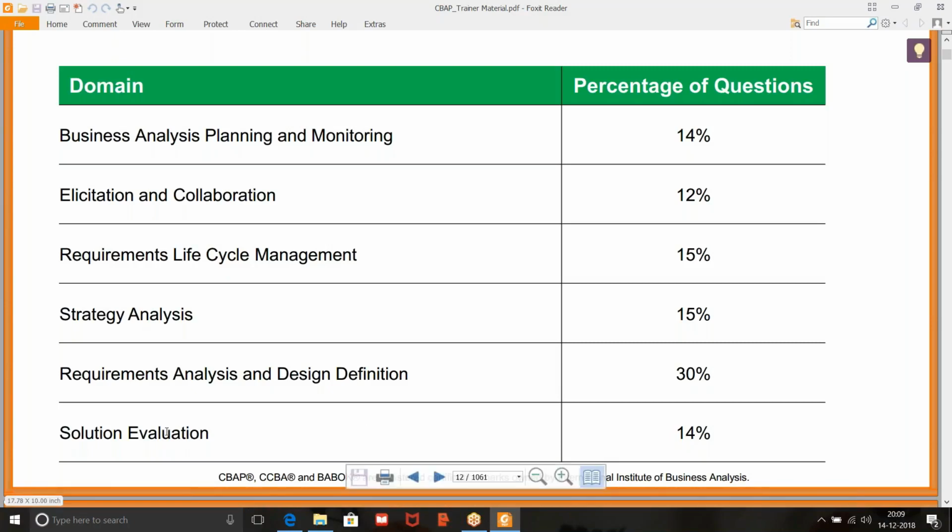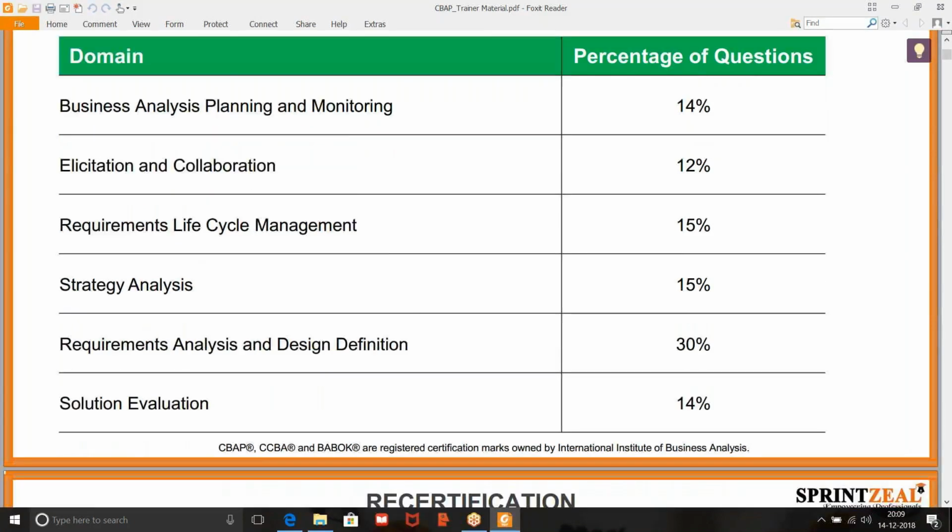Solution evaluation. This is our back testing, this is our user acceptance testing. I'm sure you might have got these done in your projects: business acceptance test and user acceptance test. So that's where you are evaluating the solution, right? So that was about the areas.